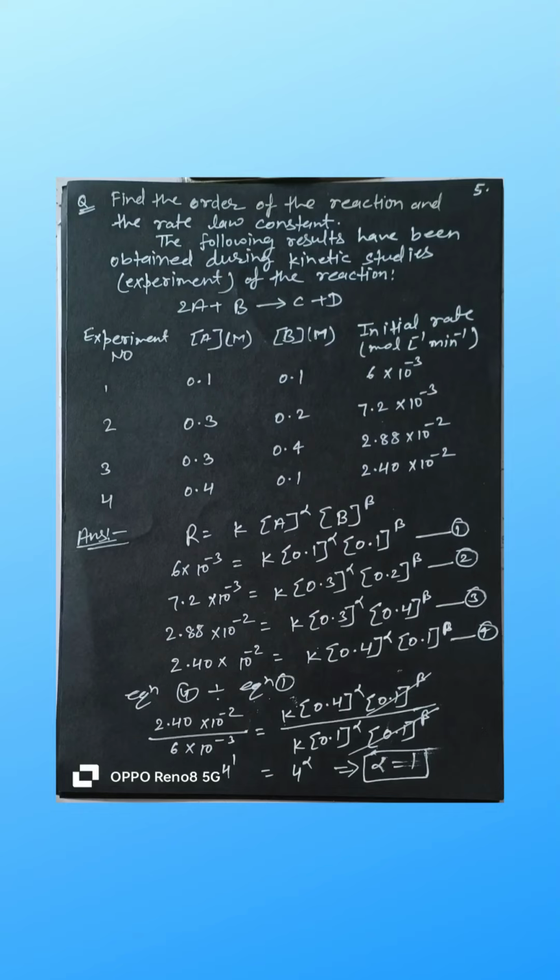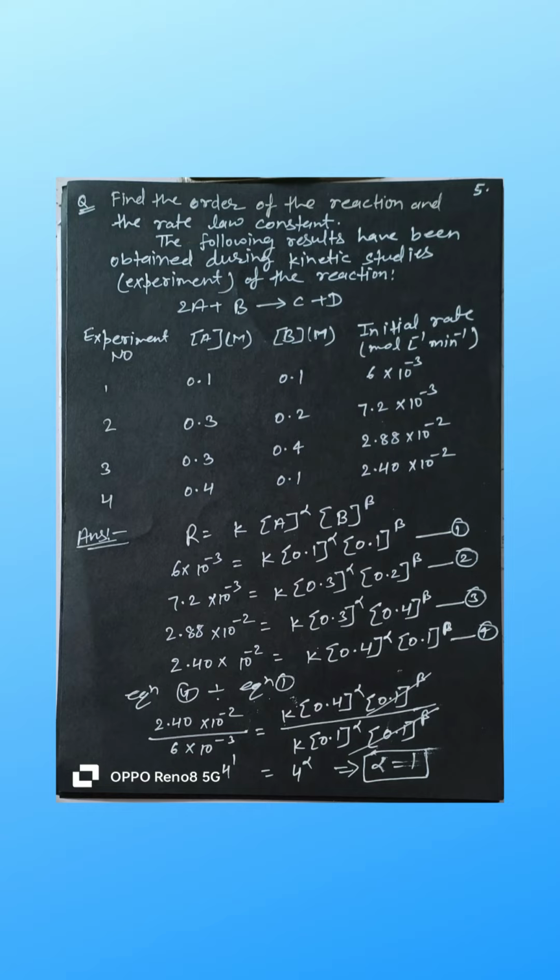In this question, we have to find the order of the reaction and the rate constant. The reaction is 2A reacts with B to form C and D. The general rate law is rate equals K multiplied by concentration of A raised to the power alpha multiplied by concentration of B raised to the power beta. Our aim is to find alpha, beta, total order, and the value of K.